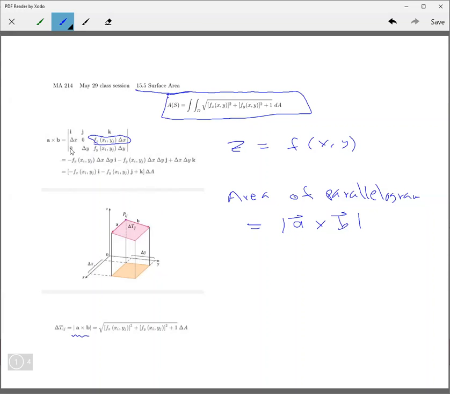And the cross product of those two is this. Again, the area of the parallelogram is the magnitude of the cross product. So you take this squared plus that squared plus 1 squared, and that's how you get this piece right here. This is the area. So essentially this part right here, times the dA, is the area of this small little parallelogram. So that's where the formula comes in.